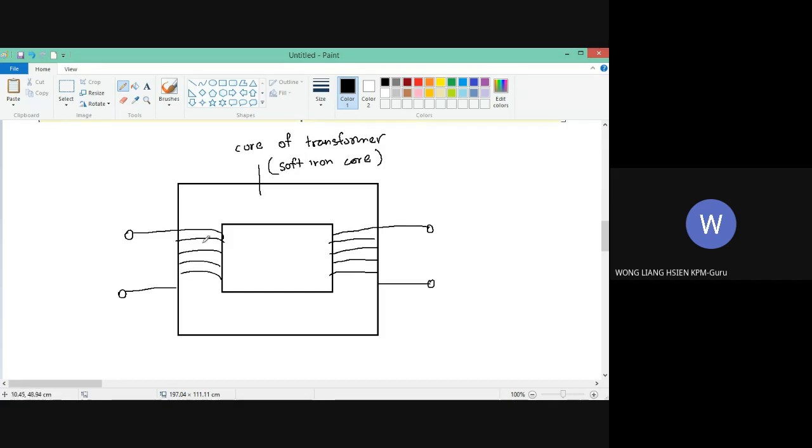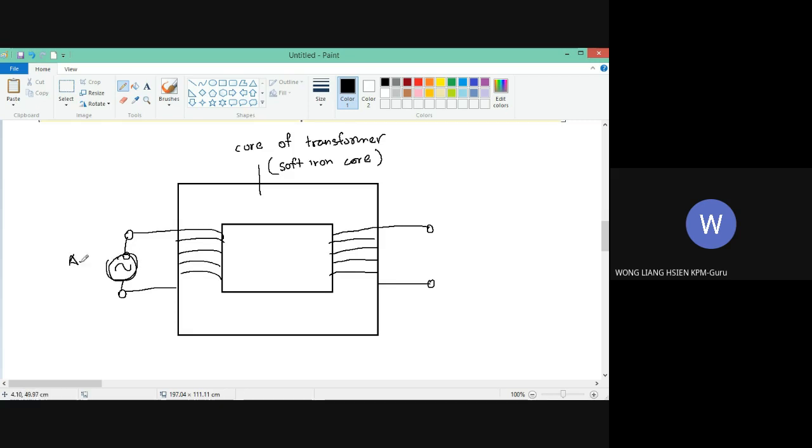Now, on the soft iron core, we have two coils. Here got coil, here also got coil. One coil is called the primary coil, and another coil is called the secondary coil. How do we identify which one is primary coil, which one is secondary coil? We need to look at which coil is connected to the power supply.